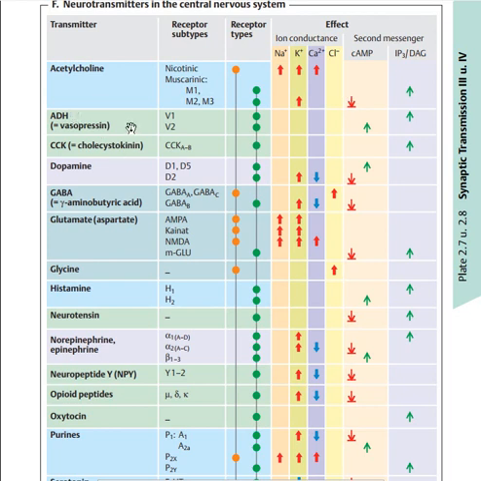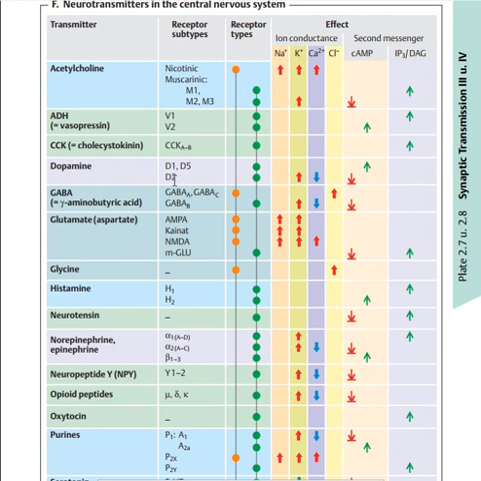Then we have ADH. So vasopressin has the V1 receptor and the V2 receptor. We can also have CCK, which can go from A to B. All the vasopressin receptors, V1 and V2, are metabotropic. V1 is via the activation of IP3 and DAG, and V2 is via activation of cAMP. Then CCK is only metabotropic and occurs via the activation of IP3 and DAG.